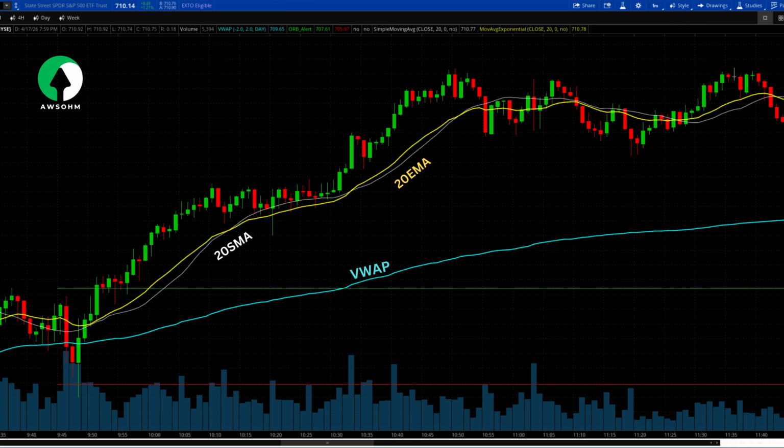Best combinations, practical, for day trading: 9 EMA plus 20 EMA, VWAP plus volume. This gives trend, pullback zone, institutional level, and confirmation.